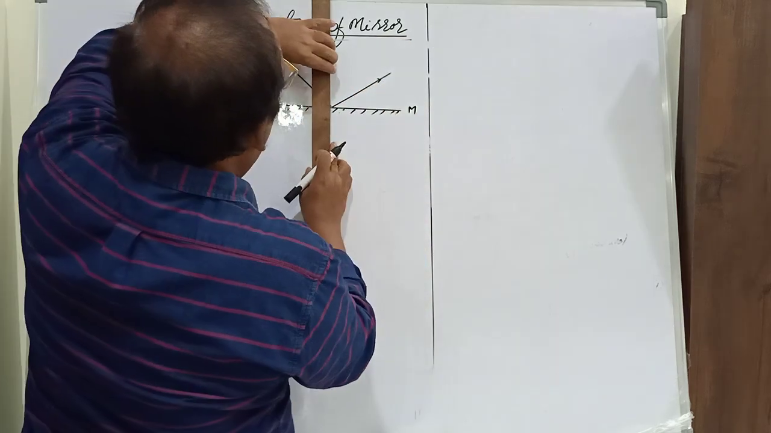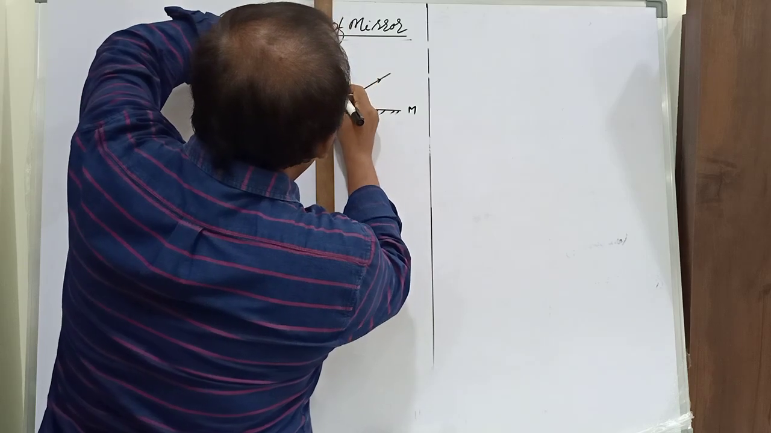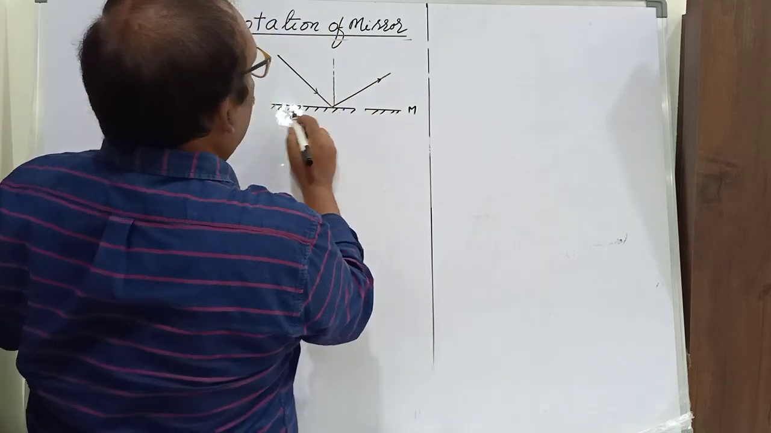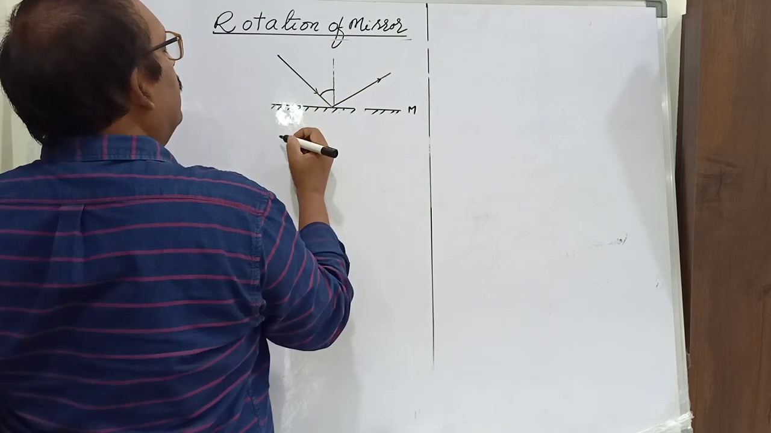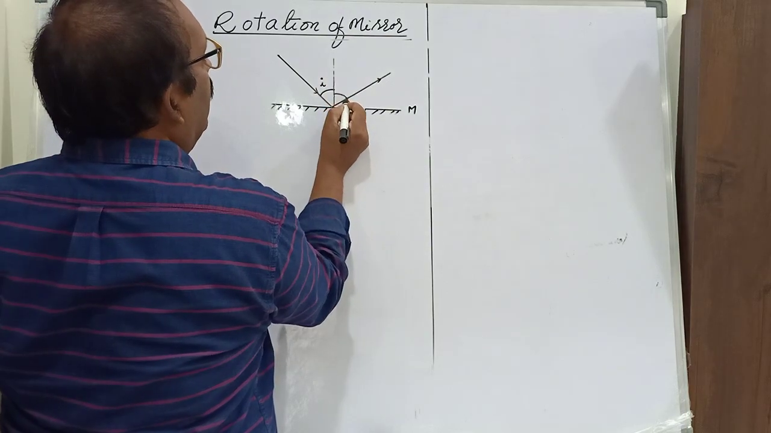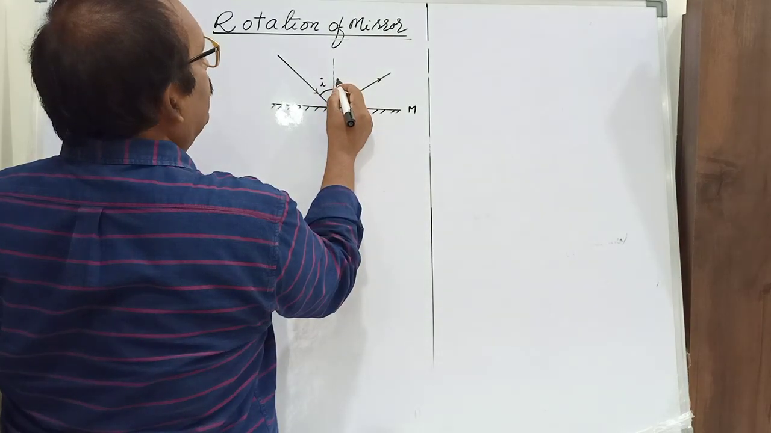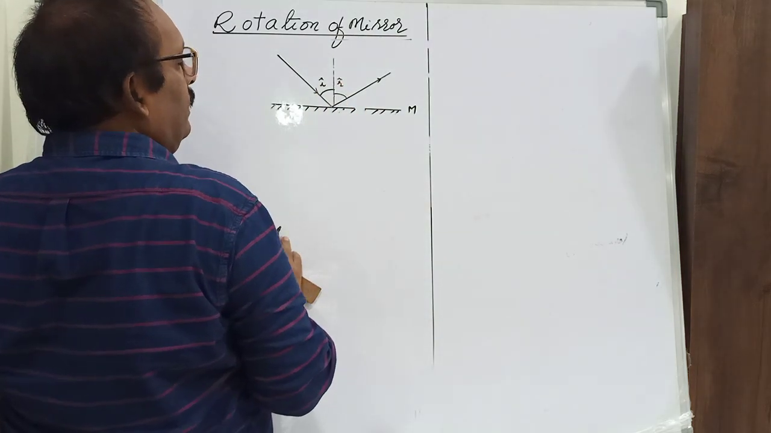If you draw a normal here, the normal makes an angle of 90 degrees with the surface of the mirror. This is called angle of incidence. This is called angle of reflection. Angle of reflection is equal to angle of incidence.